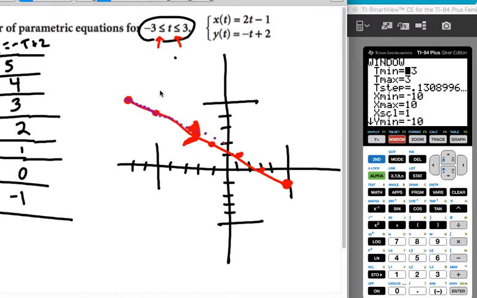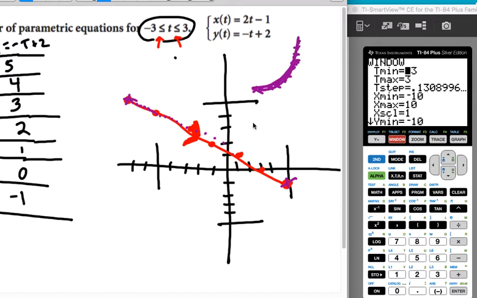Now, because this is a linear function, because this is a line, it's actually not going to matter what your t-step is. If you made a t-step of 6 and jumped from here to here, it would still give you the same spot because it's a line. But if you have something that's curvy, like a nice smooth parabola shape, well, if you have a t-step of 0.13 or something akin to that, you're going to get a nice smooth shape.